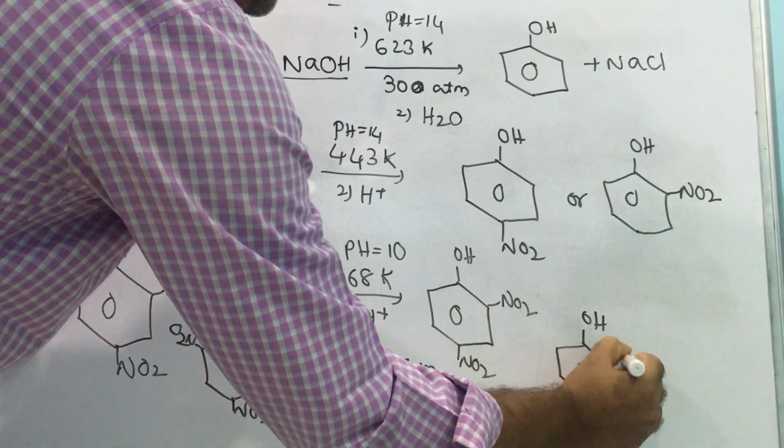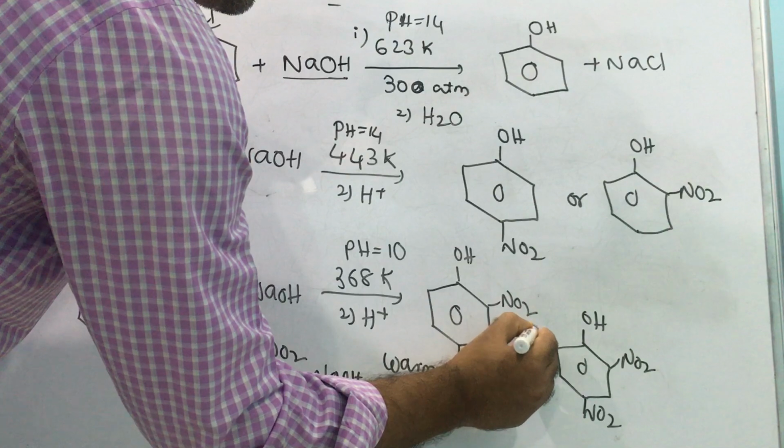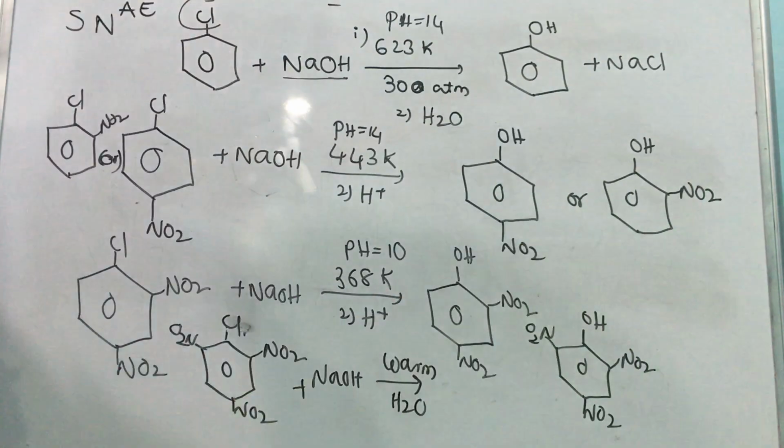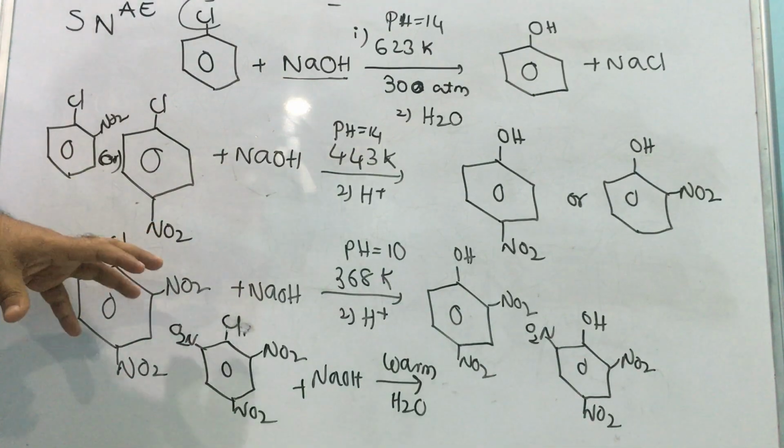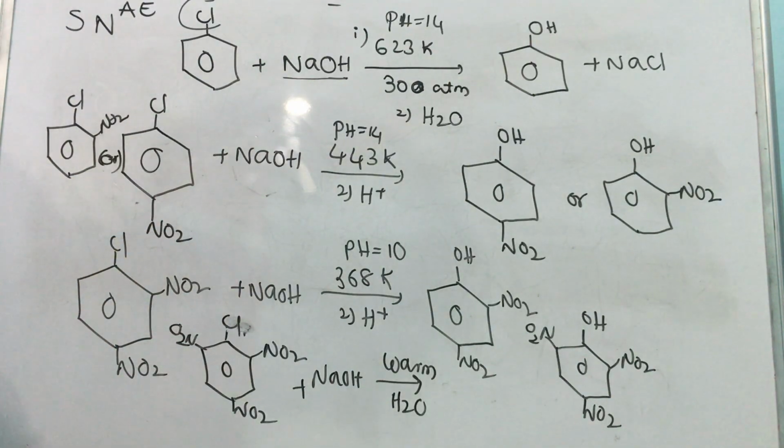OH, NO2 here, also NO2 here, also NO2 here. It means when electron withdrawing groups are at the ortho-para position, reactivity increases and the nucleophilic substitution reaction is easy. Now the question you may ask: if the NO2 group is present at the meta position, then what will happen?